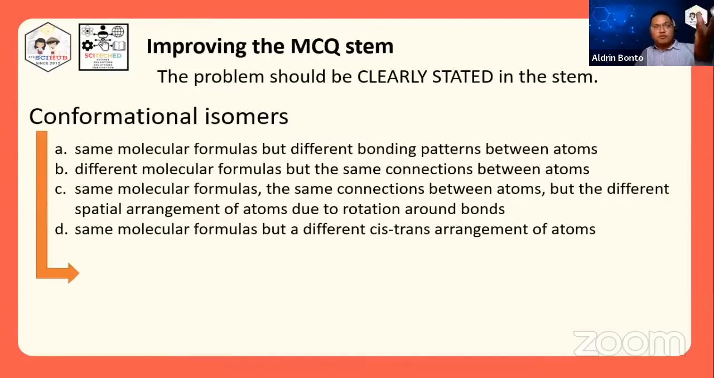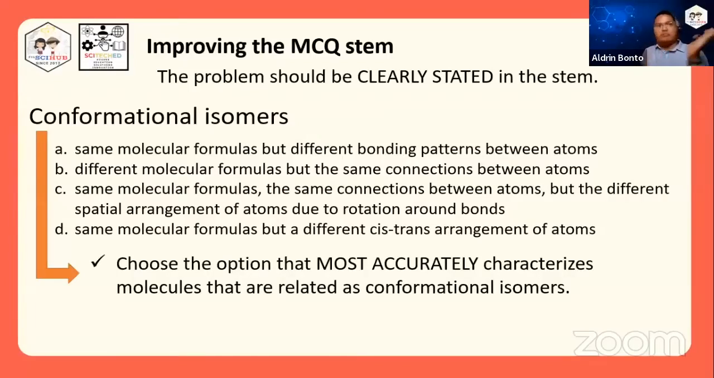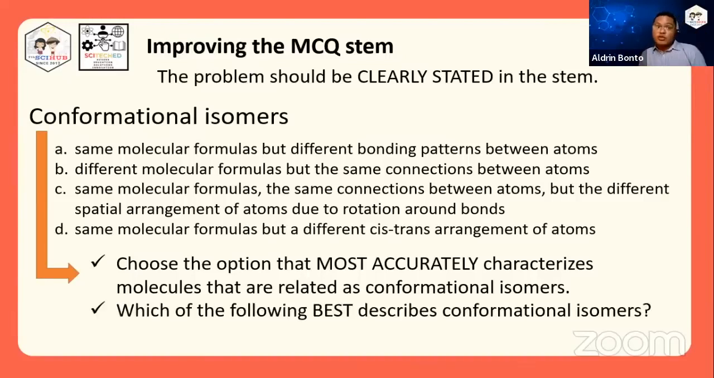So here we can improve it in terms of this kind of STEM. Choose the option that most accurately characterize molecules that are related as conformational isomers, or which of the following best describes conformational isomers. At least in this kind of STEM, there is a question. Unlike in the prior, hindi alam ng student ano yung gusto mong malaman.